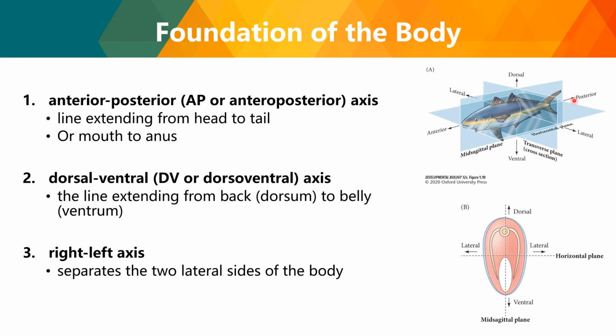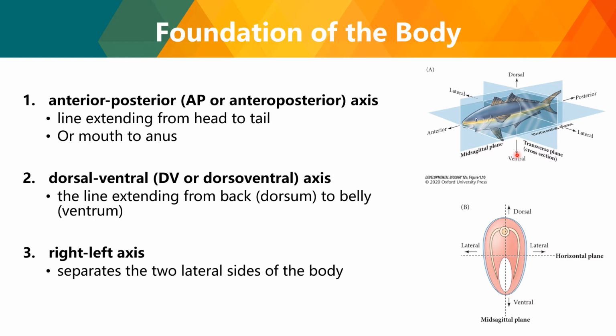And then you also have the dorsoventral or DV axis. This is the line extending from the back, or the dorsum, to your belly. This is the dorsal side and then the ventral side.